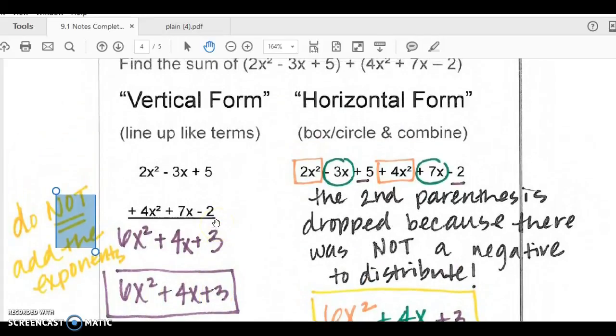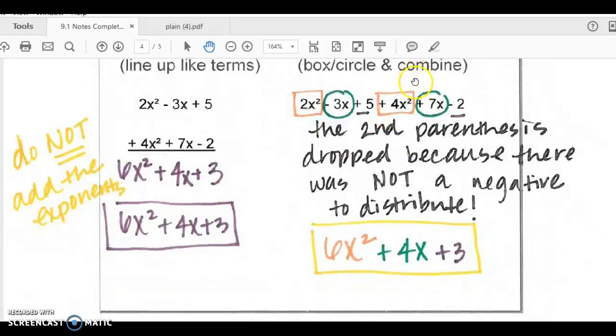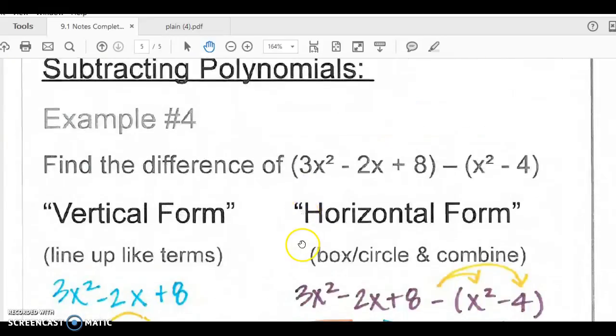Now, if I wanted to do this horizontally, which I often do, if that's a plus up there, I can just drop the second parentheses because I don't have to distribute a negative through. And then I'm boxing in 2x squared and plus 4x squared, grab the sign, is 6x squared. Circle negative 3x and positive 7x is plus 4x. And then 5 and a negative 2 is a positive 3 at the end. See, you get the same answer either vertically or horizontally.